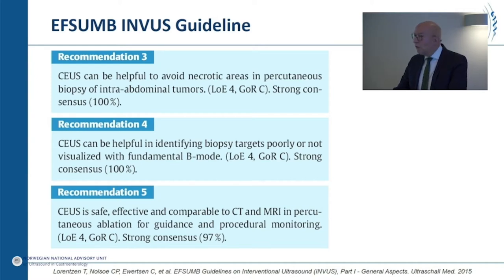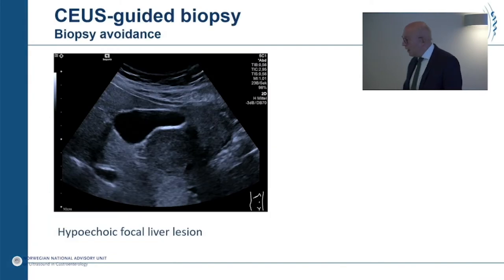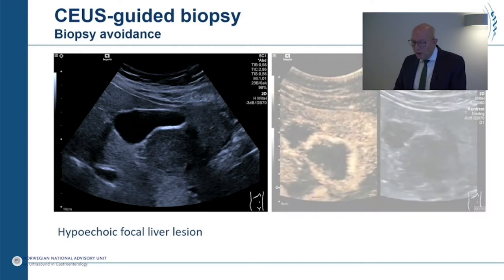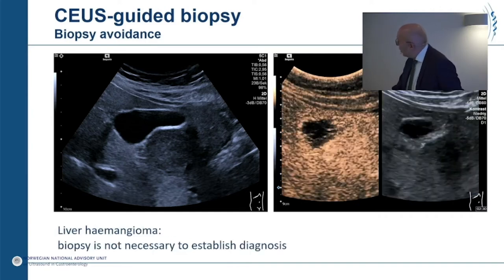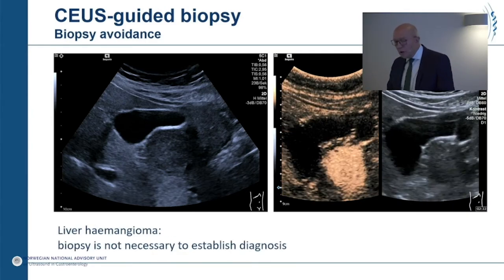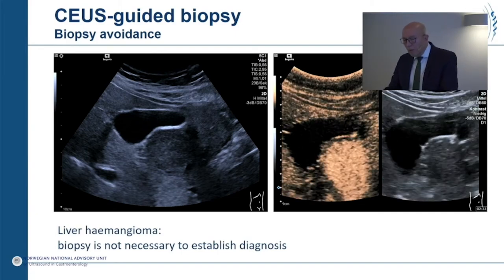of ablation procedures, not only ultrasound-guided ablation, but also ablation using transarterial chemoembolization in the liver for HCC. My first point: not always do biopsy. You can avoid biopsy, and this is a very simple example of a hypoechoic lesion behind the gallbladder within a slightly fatty liver. It can be benign, it can be malignant, but contrast-enhanced ultrasound in this case shows clearly that this is a hemangioma, and of course, in this case, you can and should avoid biopsy.